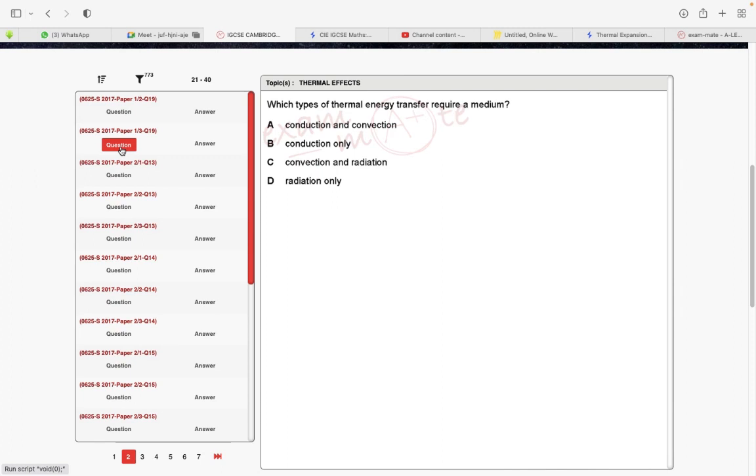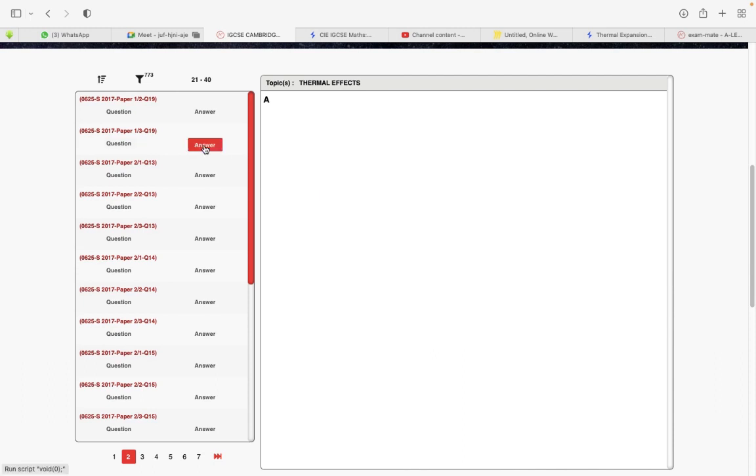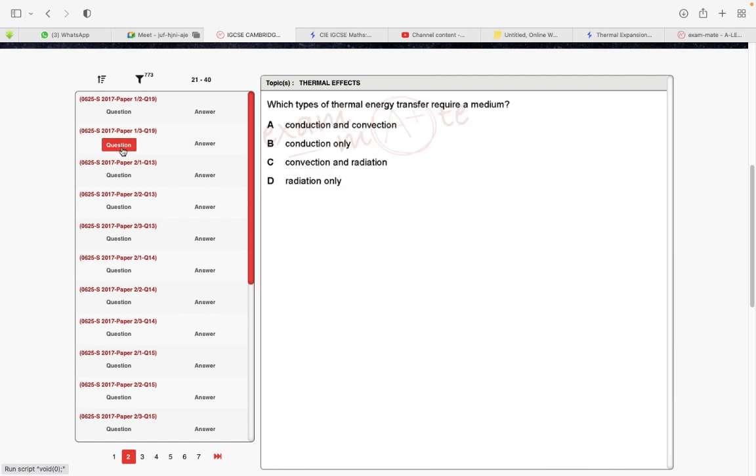Okay, try this one. Which types of thermal energy transfer require a medium? What do they mean, medium, like a device to pass the heat? Yeah. I have no idea. One of them does not require a medium. Is it conduction, convection? Yeah, conduction and convection. Radiation does not require a medium. It can move through a vacuum.